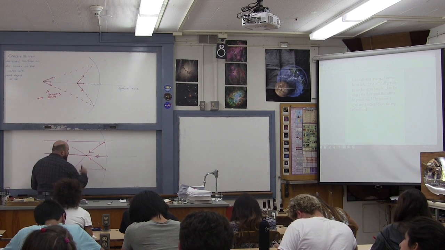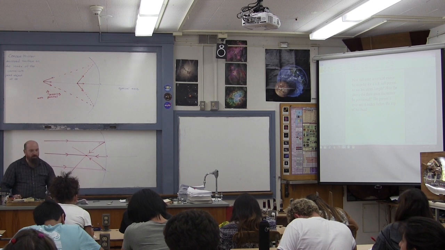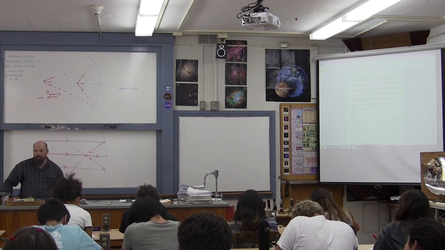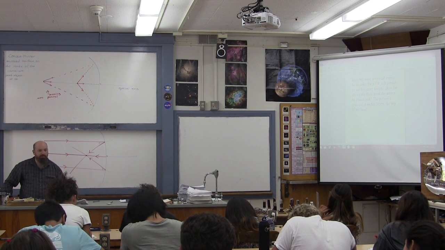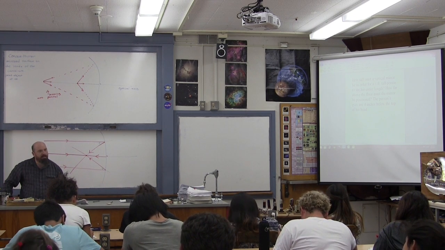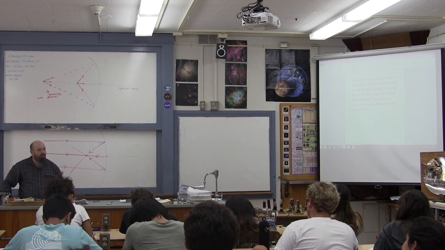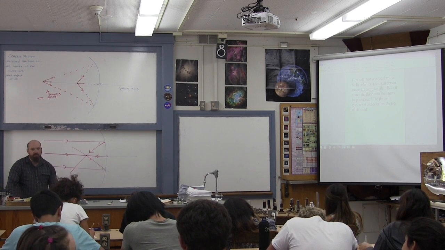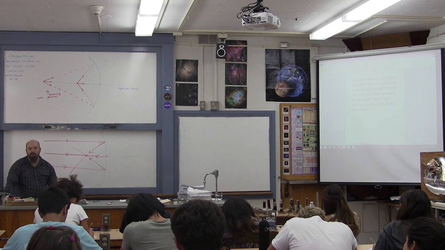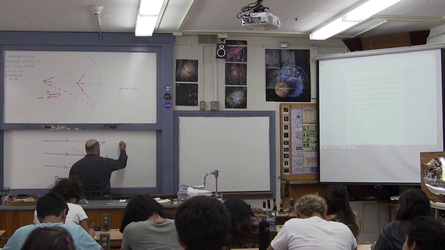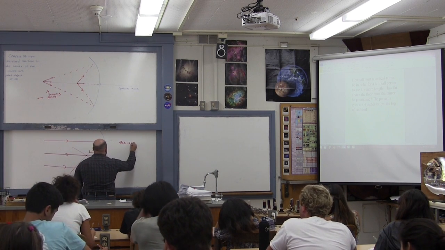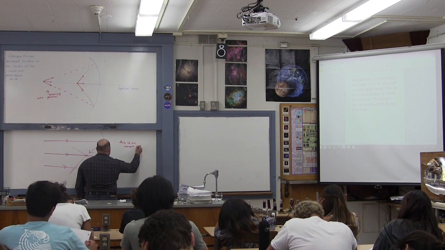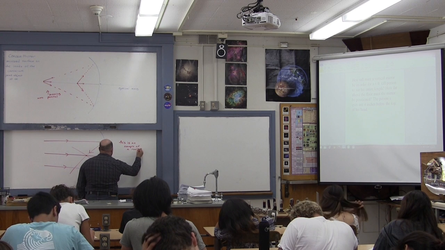This is a different type of image, however, than what you've normally seen. Like in a plane mirror, the image forms behind the mirror. That's called a virtual image. In this case, the image forms in front of the mirror where the reflected light rays actually pass through it. For this reason, this type of image is called a real image. This is an example of a real image.